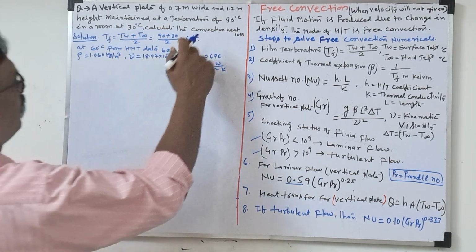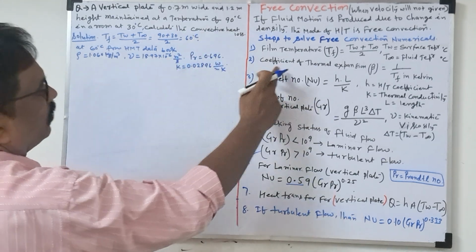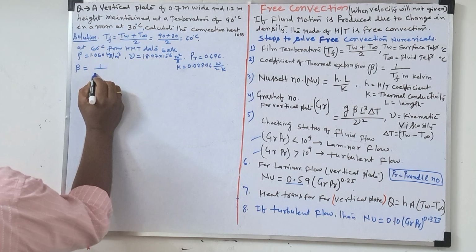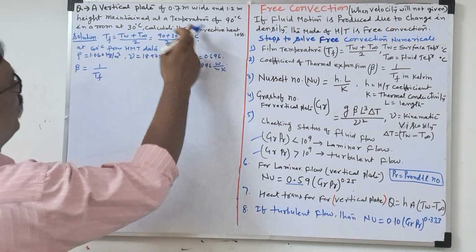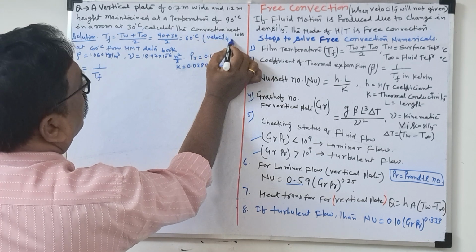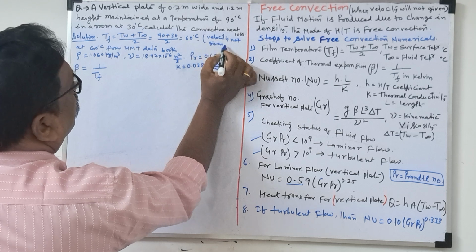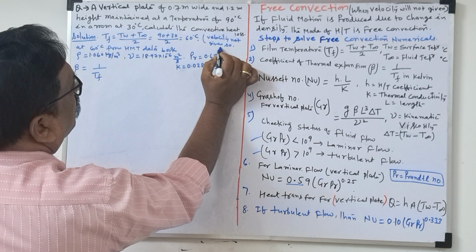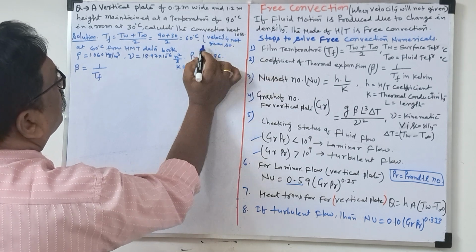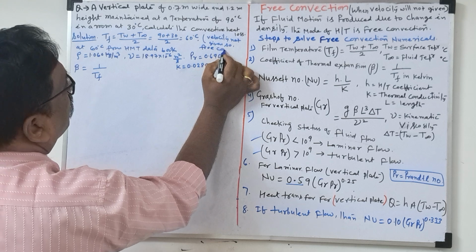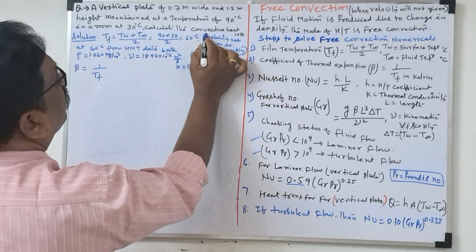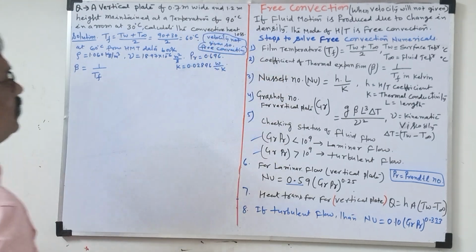Now beta, because of coefficient of thermal expansion. First we have to find beta, the coefficient of thermal expansion. This is nothing but 1 by Tf, because velocity is not given. So you can write here also: velocity not given, so it is free convection. So you can write this. This is the free convection problem.